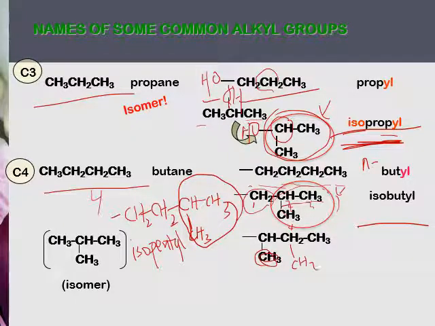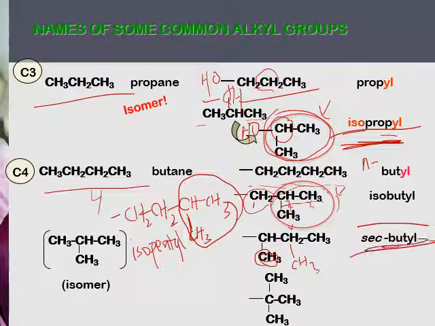That's the difference. And this is called secondary. So secondary butyl. Secondary means the carbon that is attached to the functional group, for example, here is a hydroxy. This carbon is attached to 2 carbons. So 1 carbon, 2 carbon, and that's called secondary.